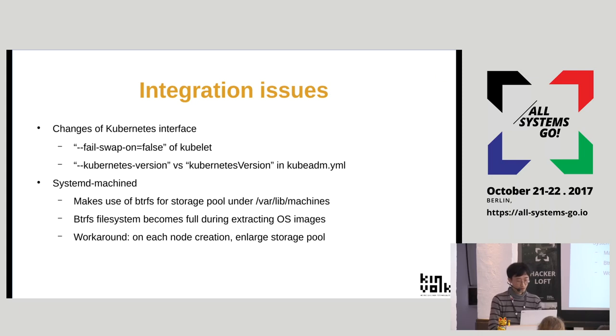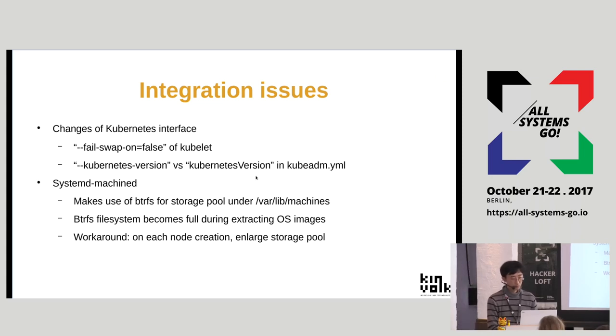For example, in kubelet, recently they introduced a new option, fail-swap-on=false, which means if you have swap enabled in your host, then you cannot run kubelet, unless you specify this option. I think it's not an intuitive option, but we have no choice. We need to specify it explicitly.